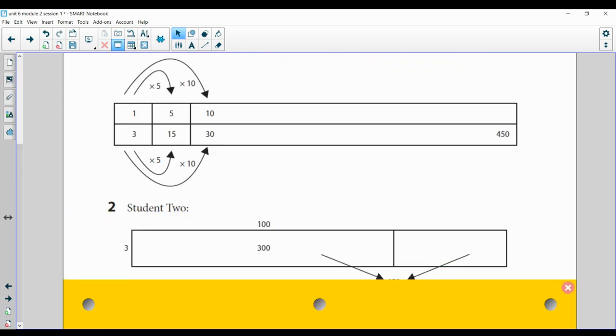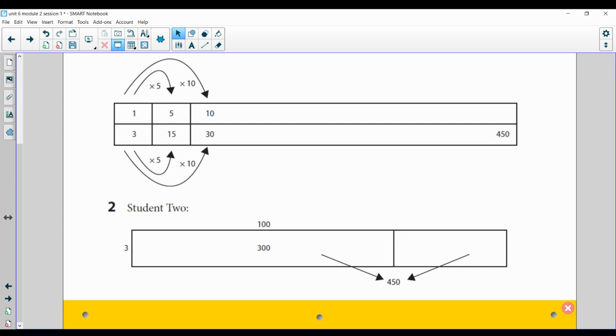Then down here, we have another student solving the same problem, but using a different strategy. So this student is using our area model versus a ratio table. You can see that this student has their 3 times 100 is 300. But then they go down to the 450. So what would they have done to solve this problem here? Once again, take a minute to discuss if you have the opportunity with somebody, or just pause the video to do your thinking here.